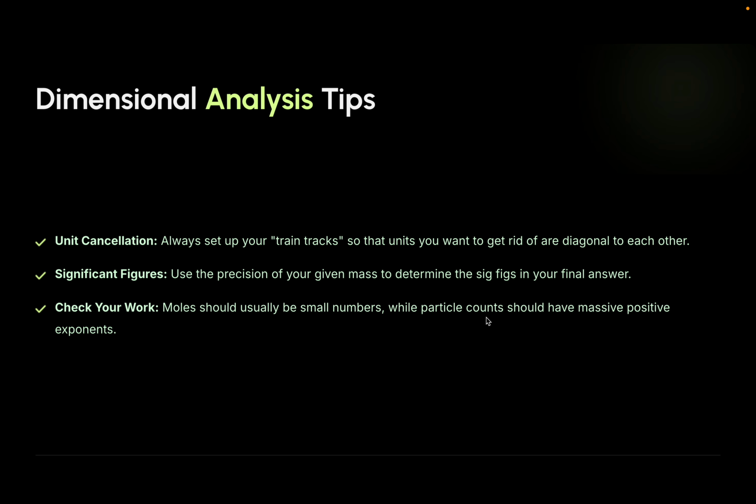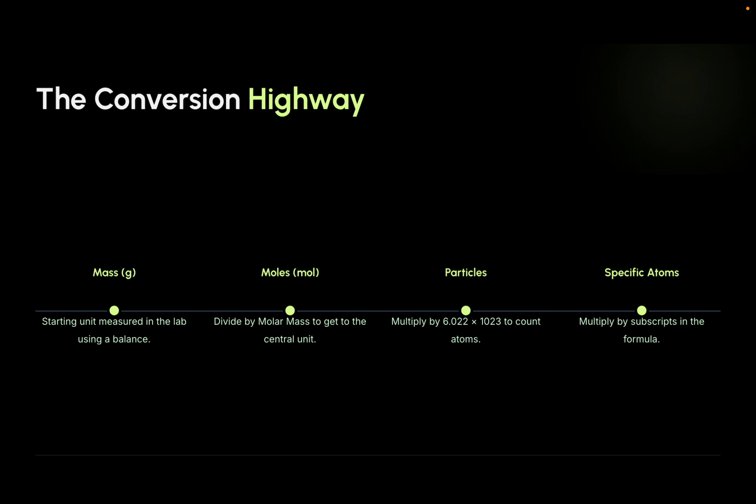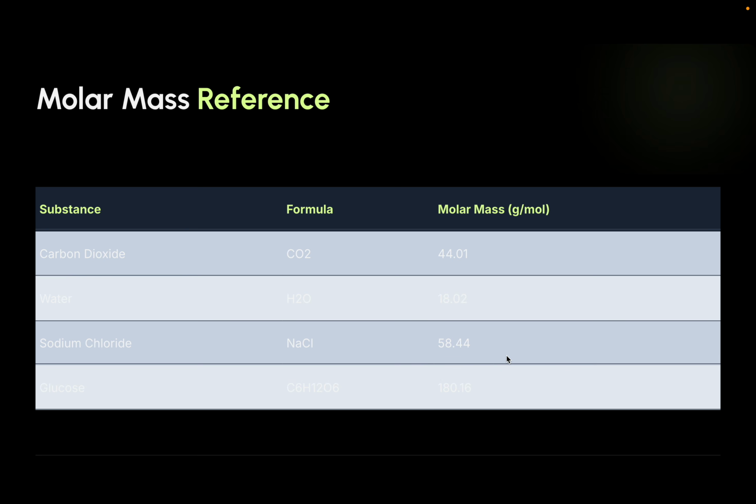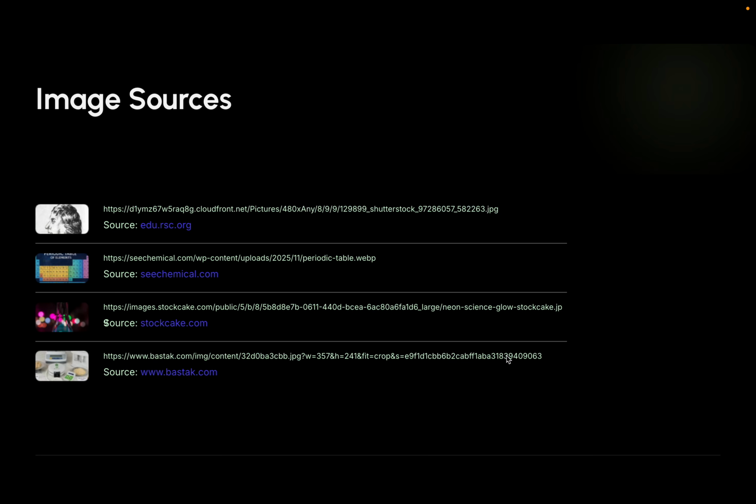This is pretty important. If you're supposed to end up in particles of something, your number should be a positive, massive exponent. If you see a negative exponent and it's particles, you did it wrong. Because think about it, there are so many particles of something, that's a big number. So you should not have a negative exponent when you're talking about particles.